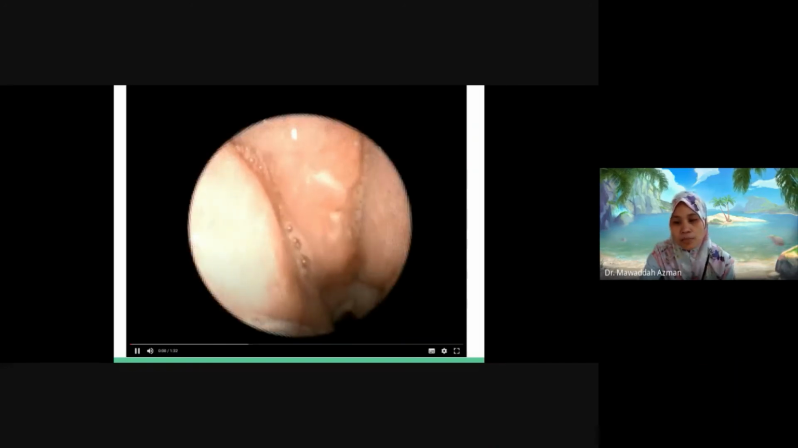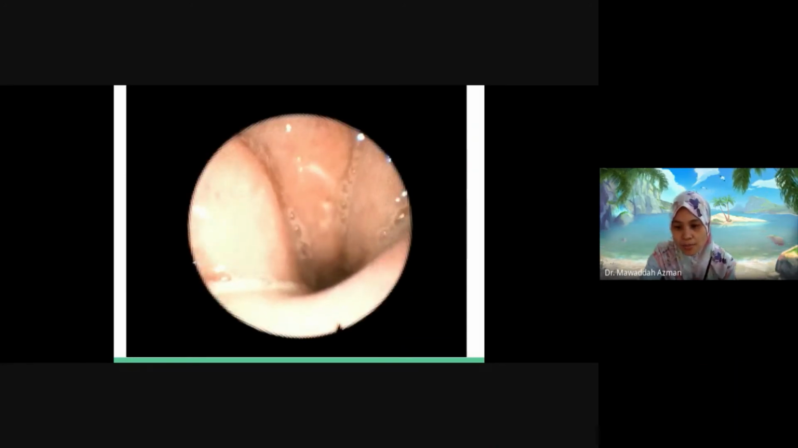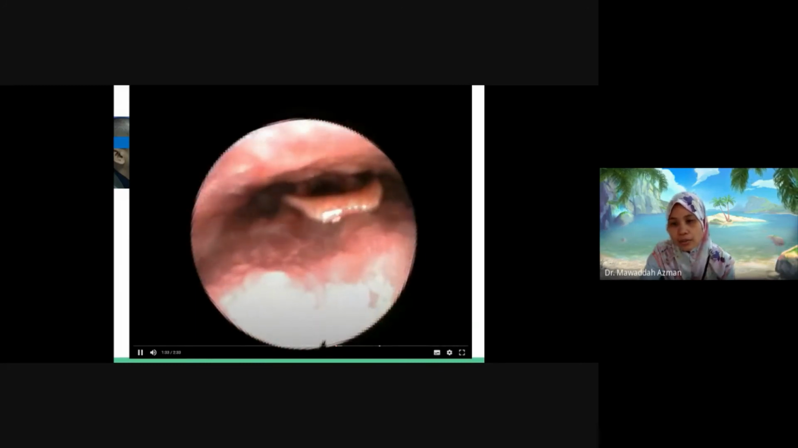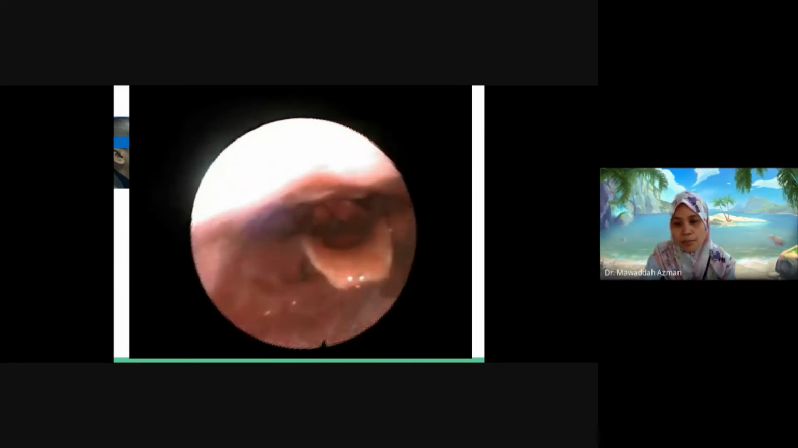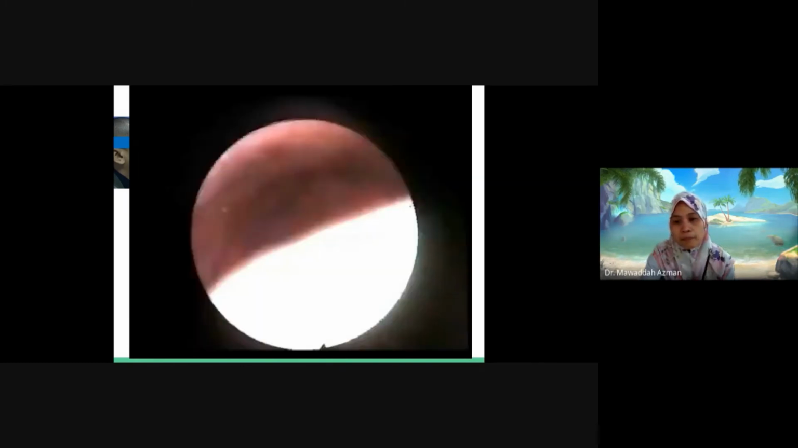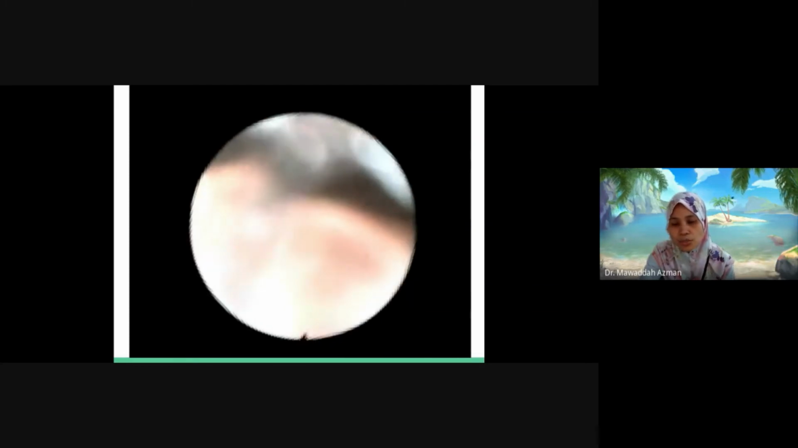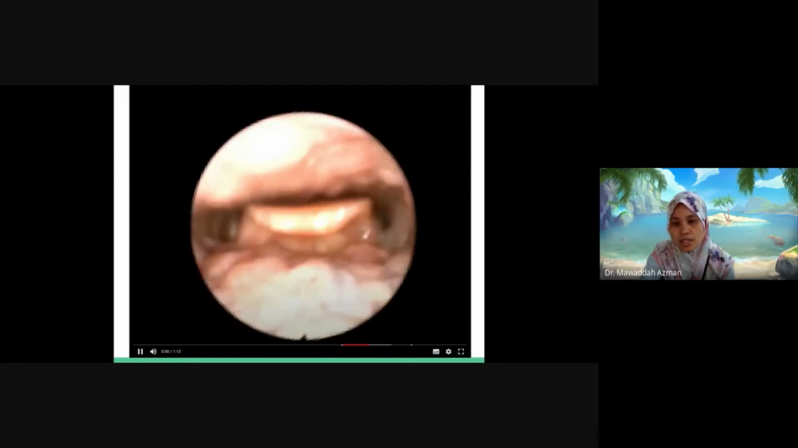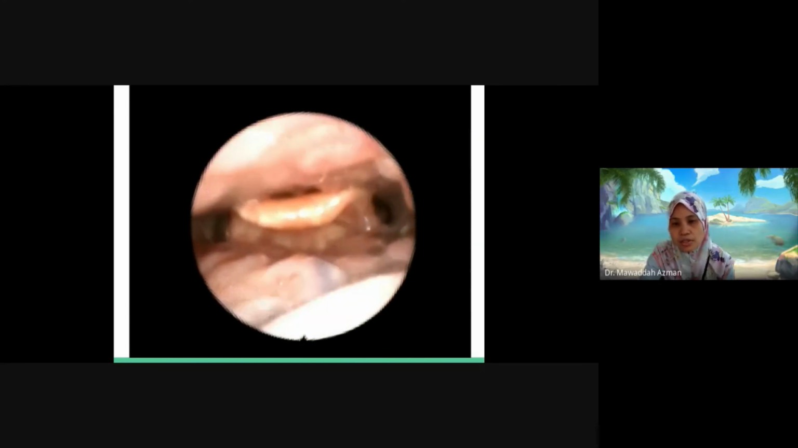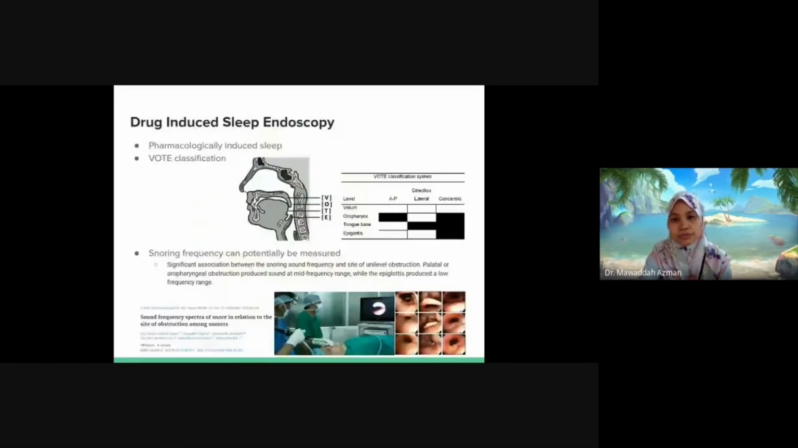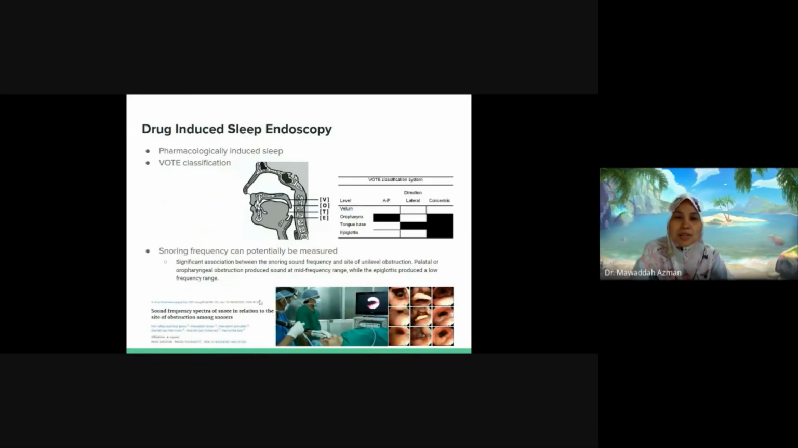The next example is a patient who has a concentric collapse at the level of the pharynx. This is another example of a Muller's maneuver being done when the patient has a predominantly tongue-base collapse. And this is the last example of a Muller's maneuver, in a patient with epiglottic collapse. You can see the epiglottis is retroflexed posteriorly and it's occluding the airway when the patient does the reverse Valsalva.